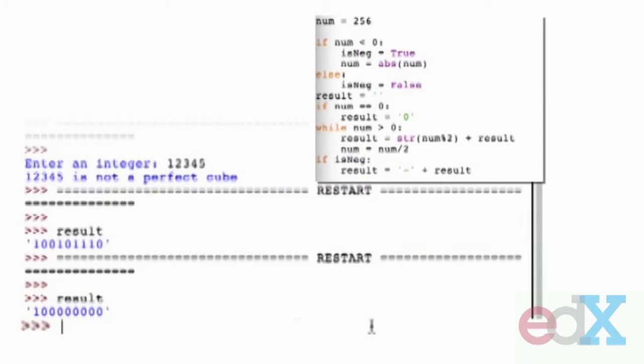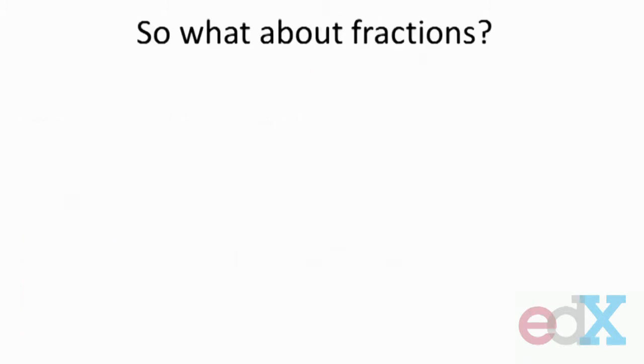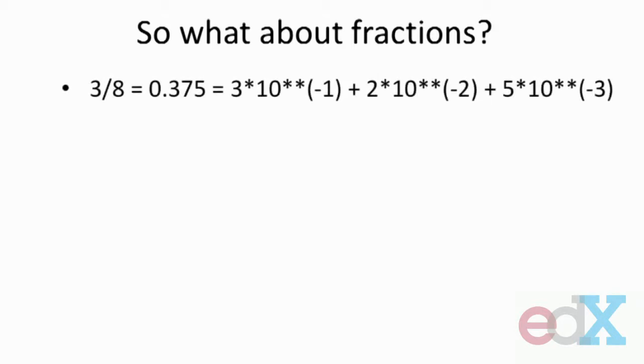Now, let's think about what this says. First of all, I want to be able to get good approximations to things. So what about fractions? How do I deal with a fraction? Well, let's think about a number like 3/8. In decimal it would be 0.375, which would be 3 times 10 to the minus 1, or 1/10, plus 7 times 1/100, plus 5 times 1/1,000. So it has the same form.